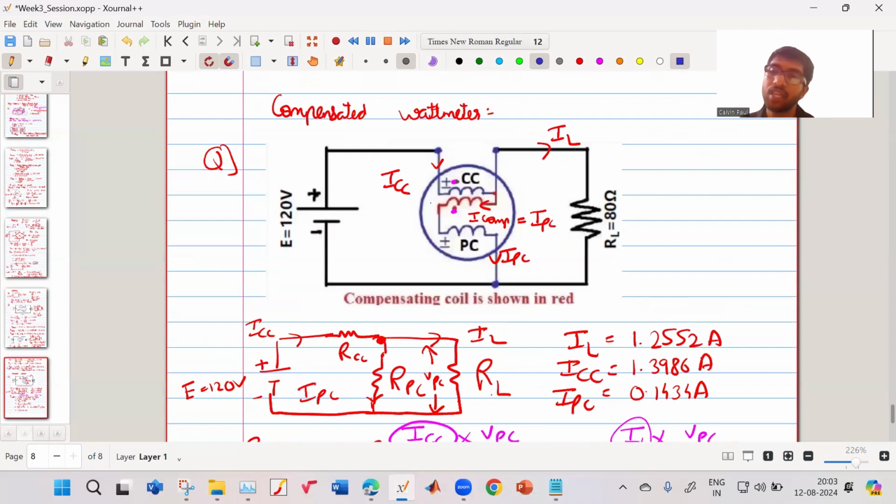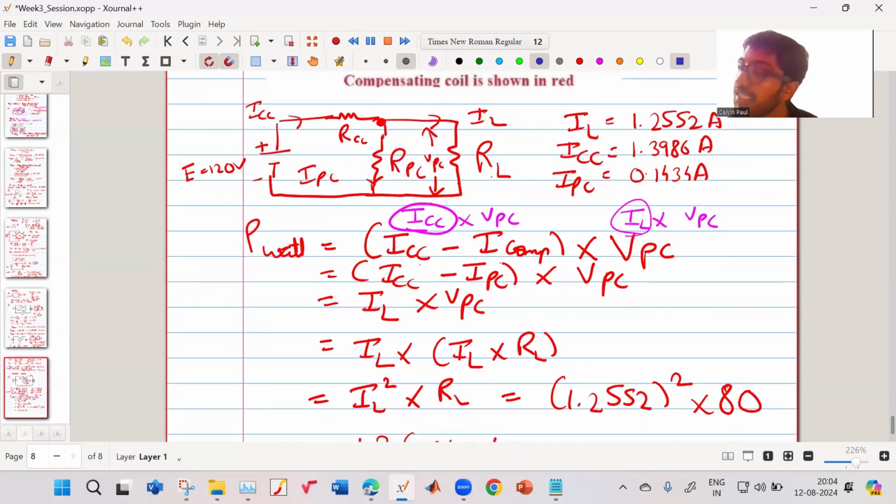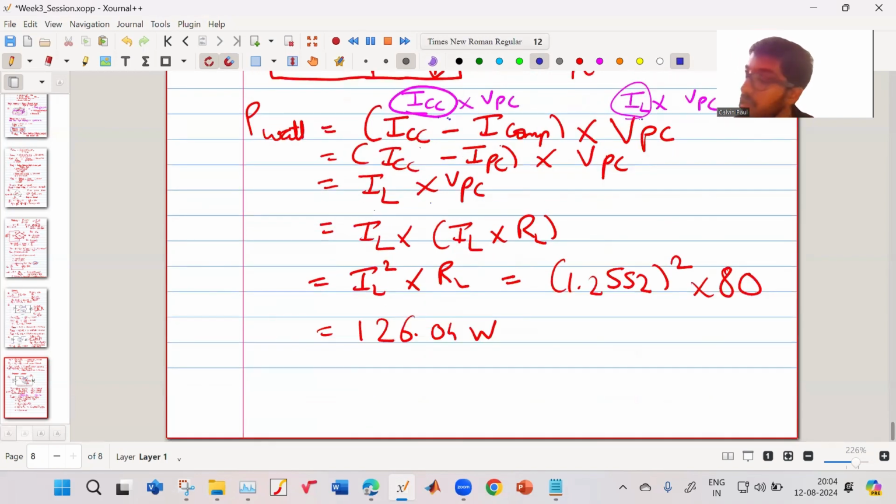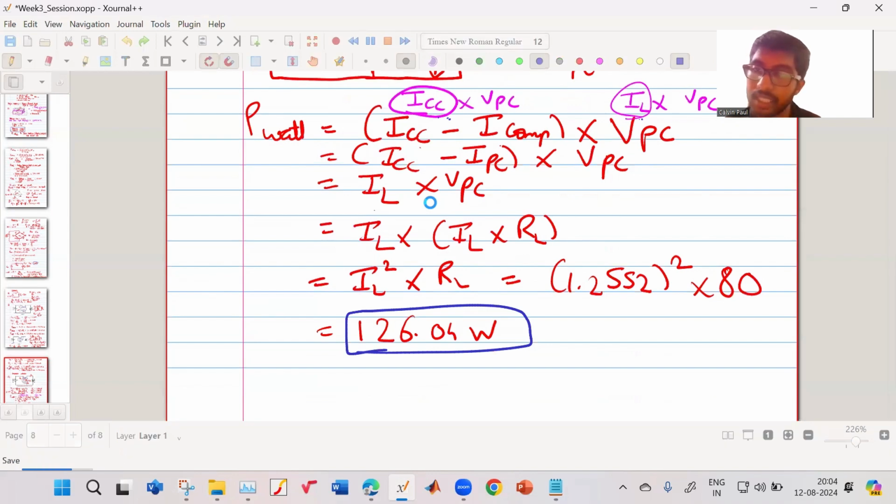Then we considered a compensated wattmeter, and how it compensates for all this, and how it removes the error which we don't want. We don't want ICC, we want to measure IL. So by flux cancellation, it is able to generate a current which is proportional to IL, and it is able to measure the actual power delivered to your resistor. Okay, so this is what we did in this session.